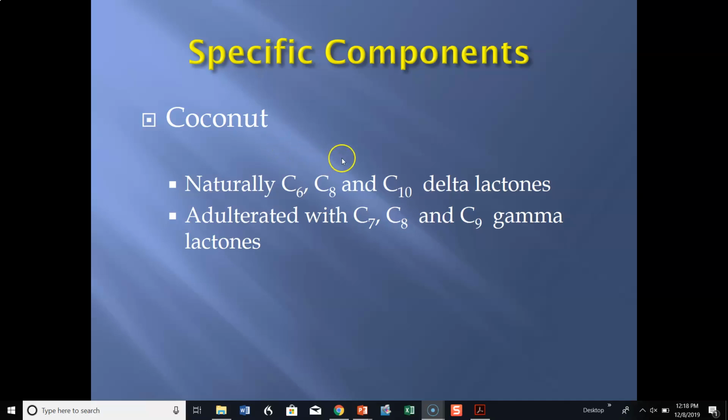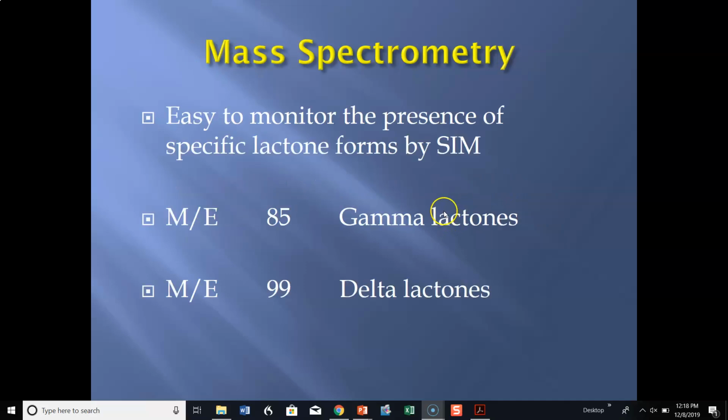Most of the time we find adulteration with the gamma lactones. So different forms, different ring structures. Remember, the gamma lactones have a 3-membered ring. The delta lactones have a 4-membered ring. And so when we look with mass spectrometry and we can monitor just that ring structure, gamma lactones have a major mass at 85, while delta lactones have a major mass at mass 99.